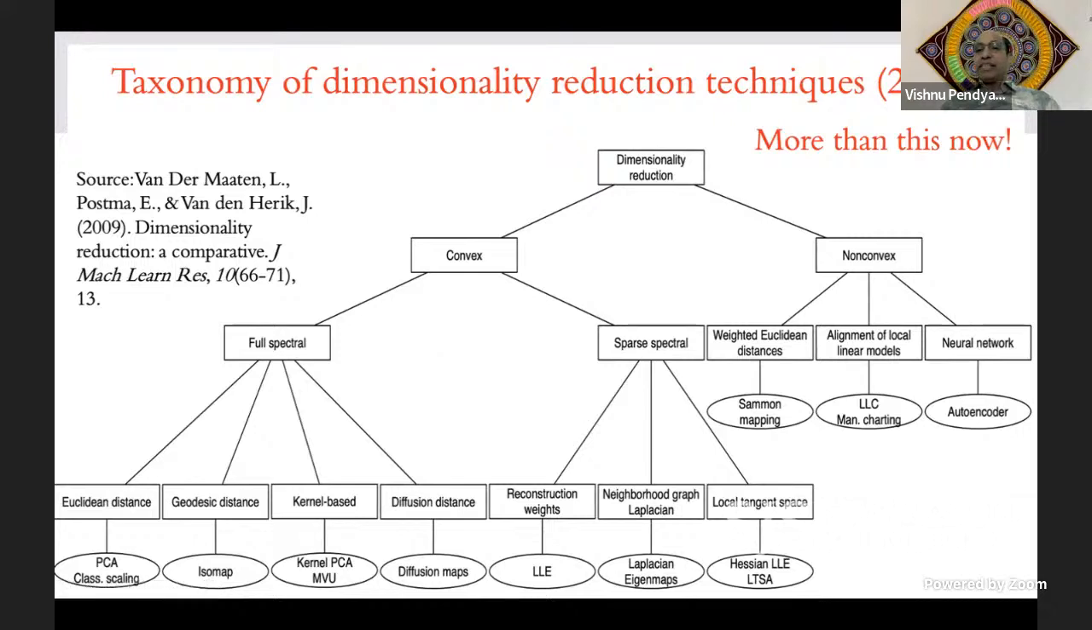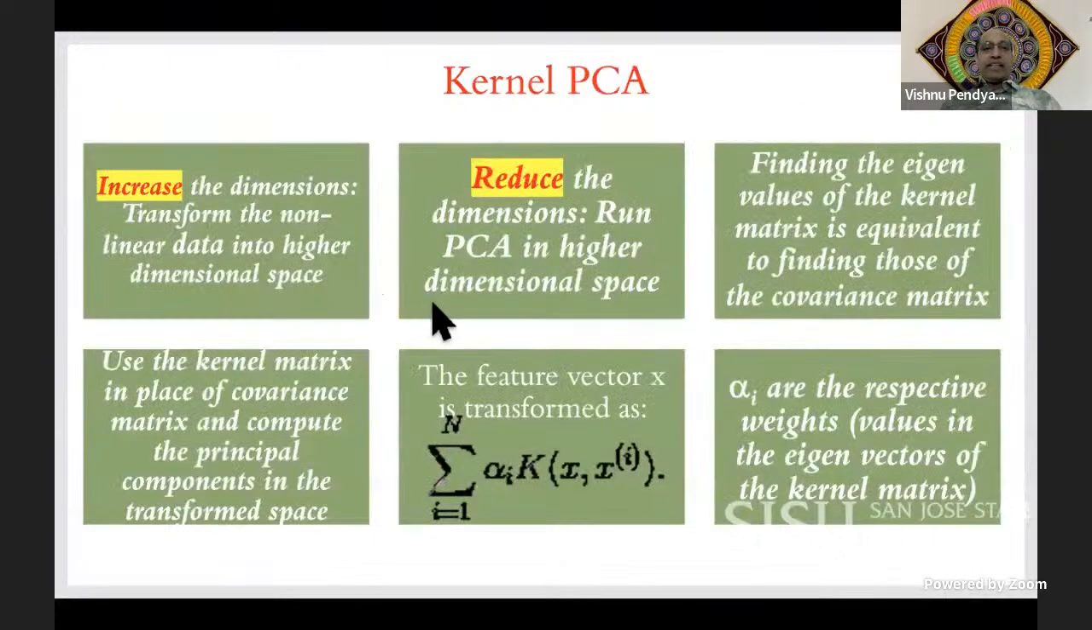So convex techniques, essentially, as the name indicates, optimize a convex objective function that does not contain any local optima. So that is the idea behind convex optimization. The more recent ones use graph theory mostly, and the non-convex techniques optimize objective functions that do contain local optima, right? Just like in machine learning, convex and non-convex optimization applies here also. Okay, so that's the taxonomy, and I just want to cover quickly kernel PCA.